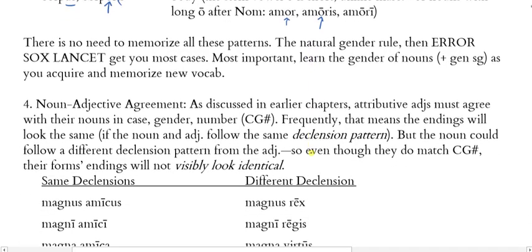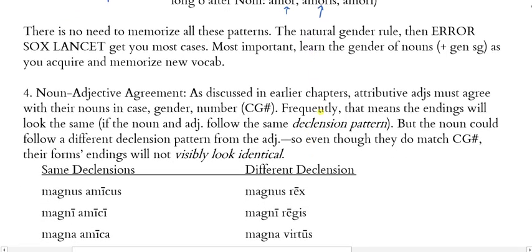Okay, now just some encouragement here. There's no need to memorize all these patterns. The natural gender rule follows first, then the -er, -s, lancet generalities get you most cases for gender. Most important thing here: learn the gender of nouns as you memorize your new nouns. And as you memorize your new nouns, not only learn the gender, but learn the genitive singular that you're given. That will tell you whether it's a third declension noun or a first or second declension noun.